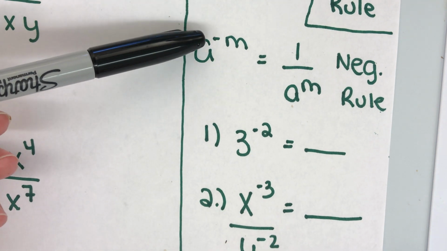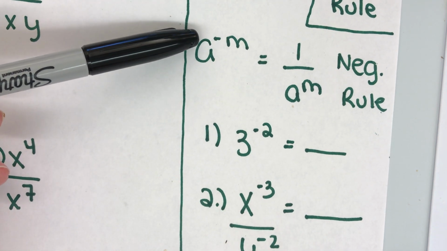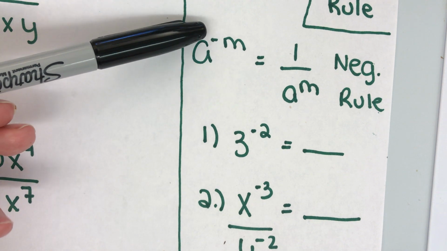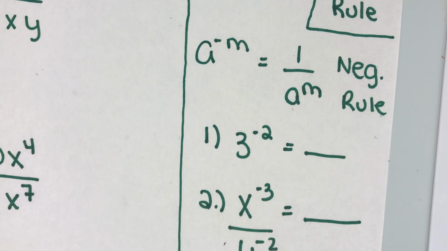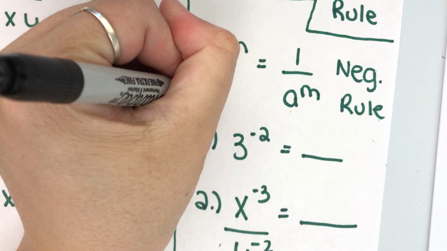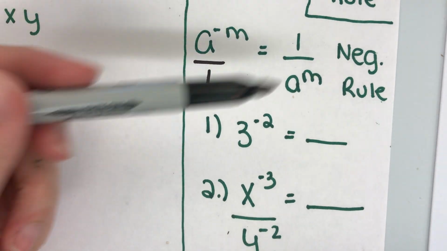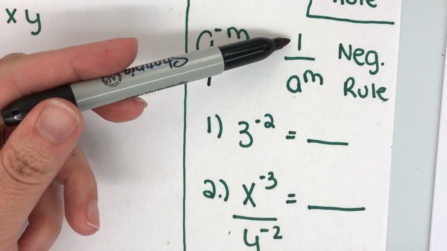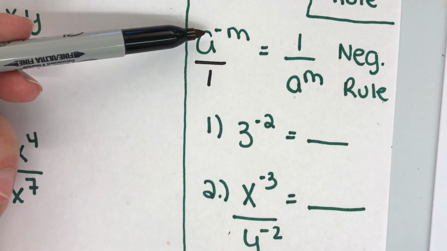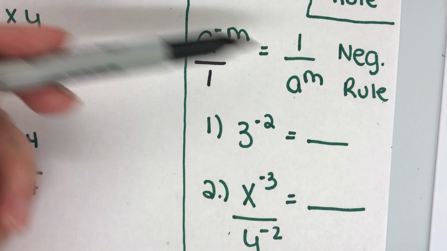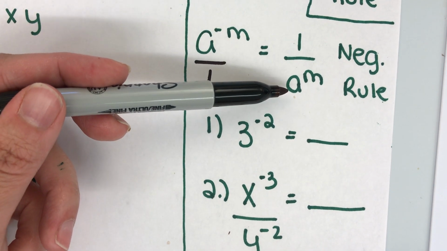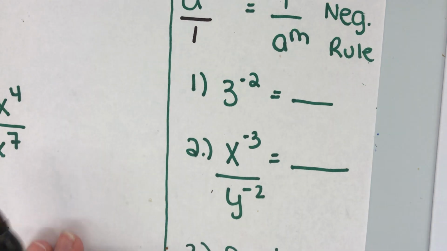So what you do is, in this example, this is just using letters, but let's say I have a to the negative m. What you're able to do is put this over 1 and take the reciprocal or flip it over. And when you flip it over, it becomes 1 over a to the m. So if it's a negative m in the numerator, when you move it to the denominator, it becomes positive. So let's look at a few examples.